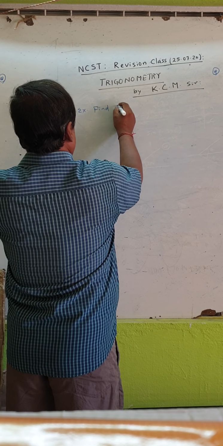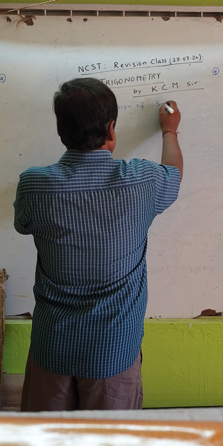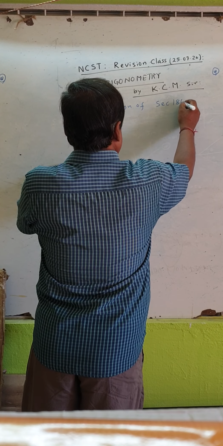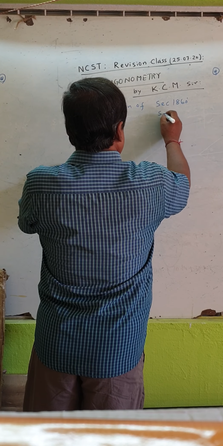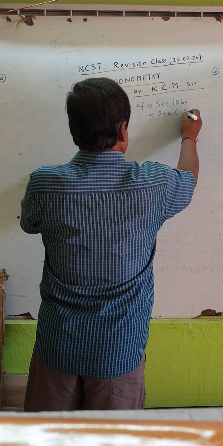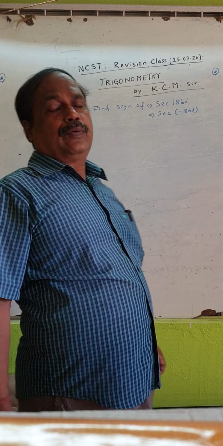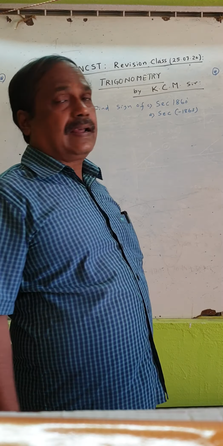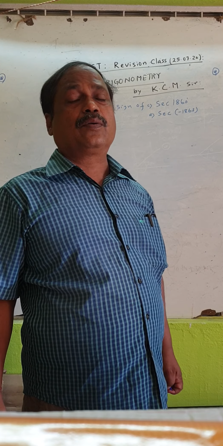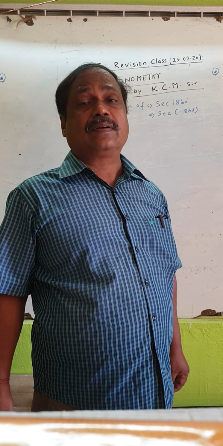Find sine of sec 1860 degree, sec, say C, minus 1860 degree. Now when you take bigger angles, it becomes difficult to calculate by mind calculation. This will be time taking.